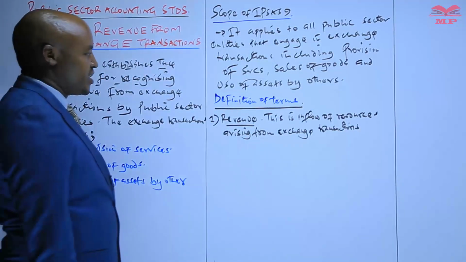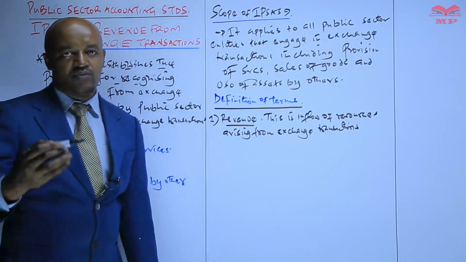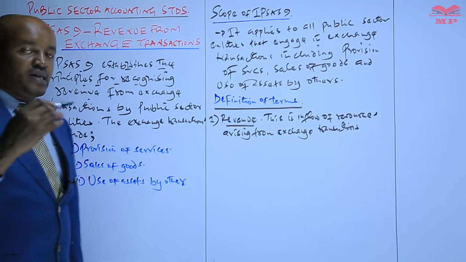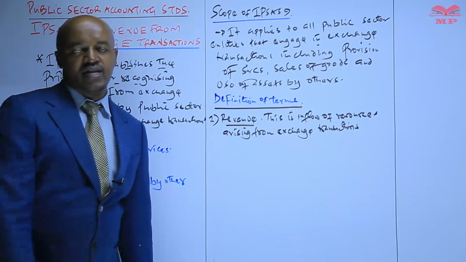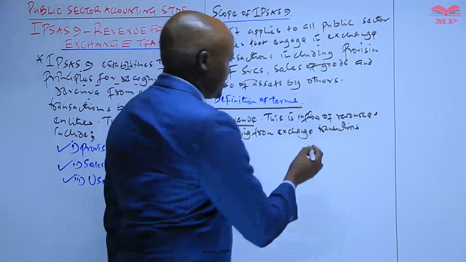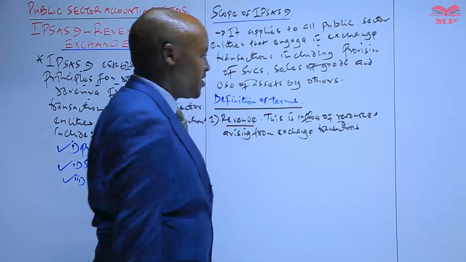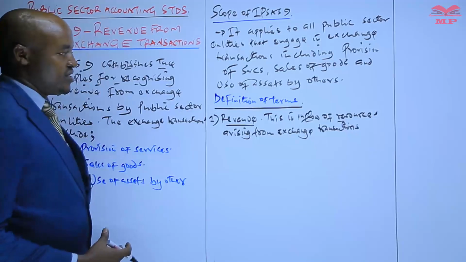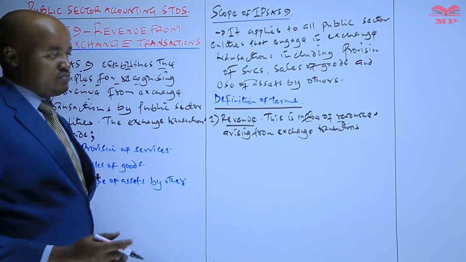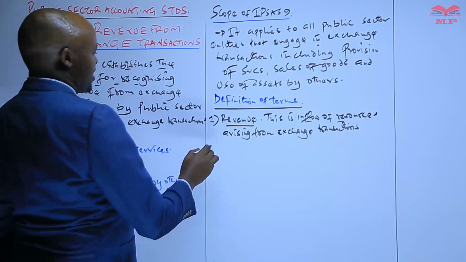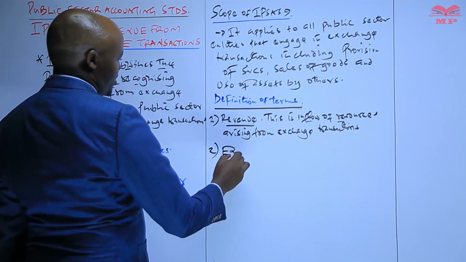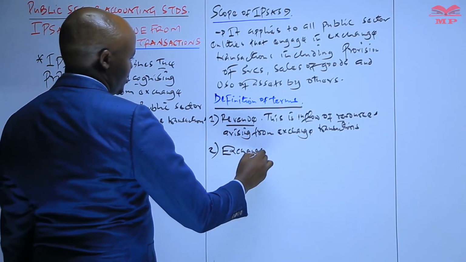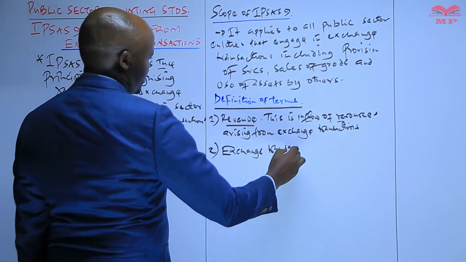So if a public sector entity is selling some goods to the members of the public, it is providing services to the members of the public, it is leasing some of its assets, definitely there is some inflow of what? Resources. There is some cash which is received from such transactions. Then the other term which we need to define is what we refer to as the exchange transaction.